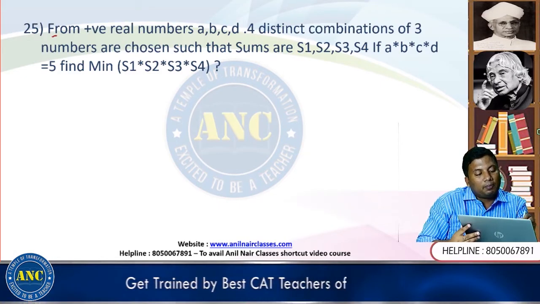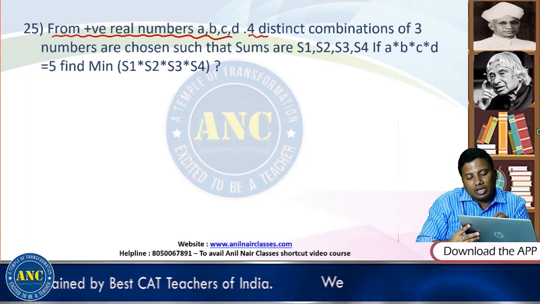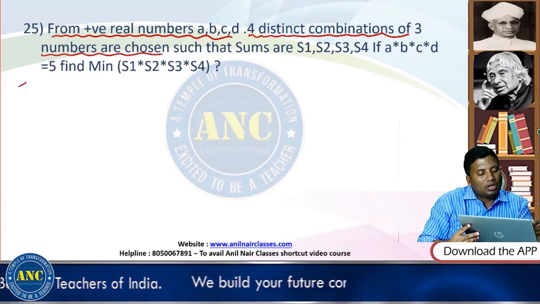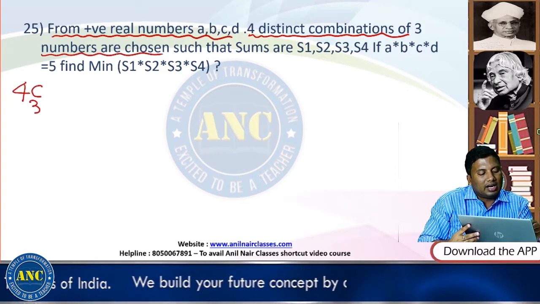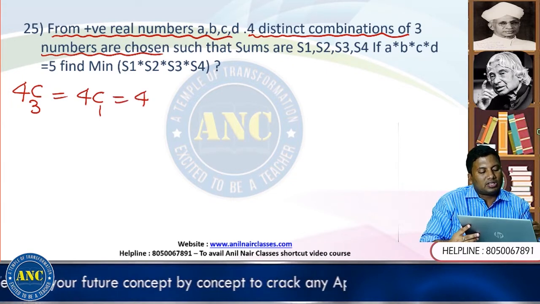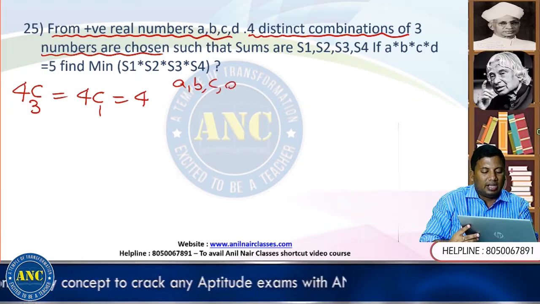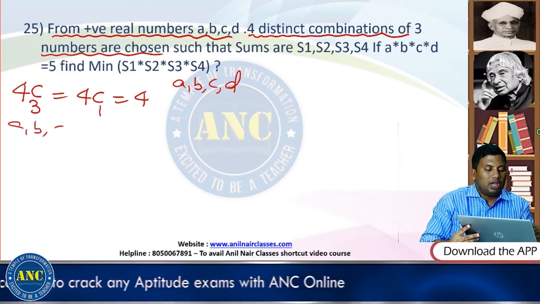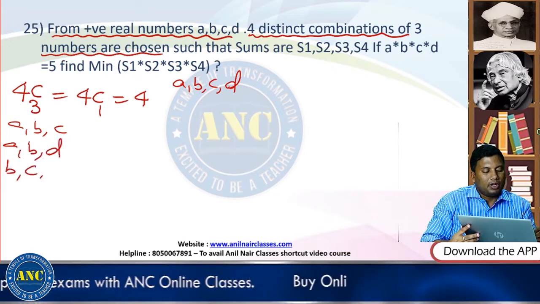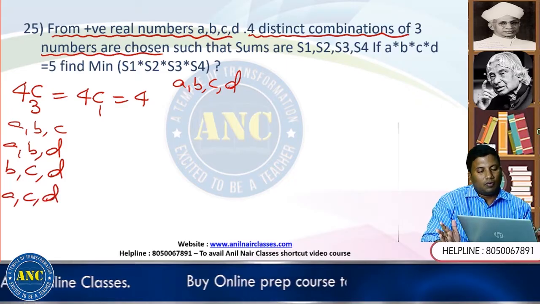25th. From positive real numbers A, B, C, D, 4 distinct combinations of 3 numbers are chosen. Out of 4 numbers, I selected any 3 numbers. 4C1 is 4, so I will get 4 combinations. What are those? Selecting any 3: A, B, C; A, B, D; B, C, D; and A, C, D. What is given?